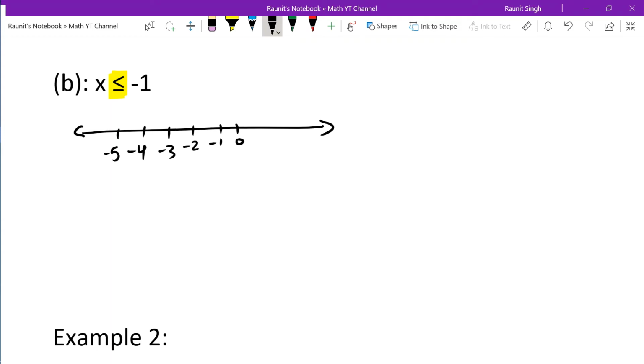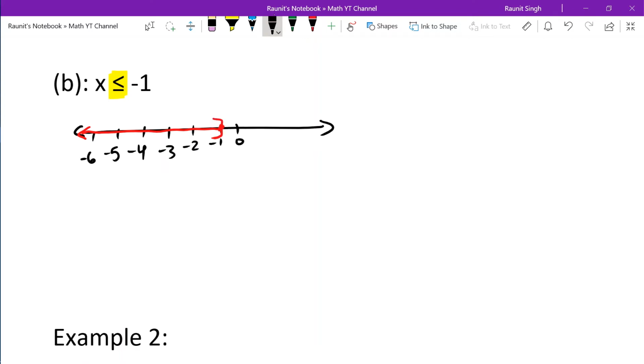My spacing is definitely not even, but that doesn't really matter right now. So it is less than or equal to -1. I'm going to do a closed dot for this one, and then draw the line. You could also do the bracket if you really want.